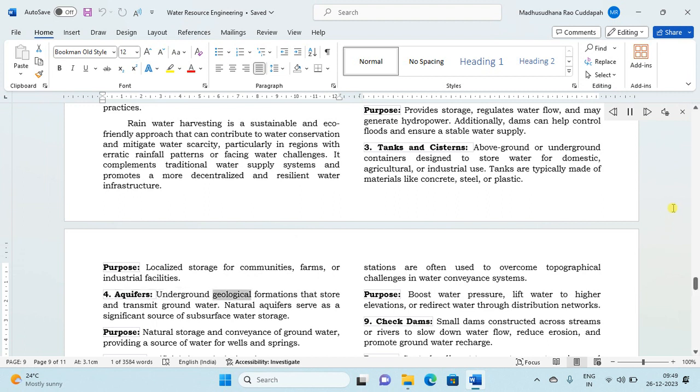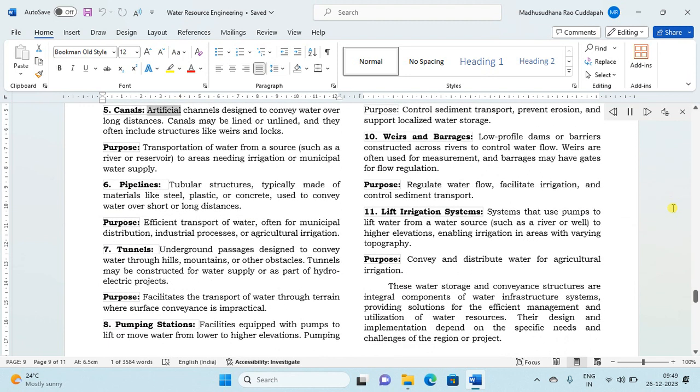Aquifers, underground geological formations that store and transmit groundwater. Natural aquifers serve as a significant source of subsurface water storage. Purpose: natural storage and conveyance of groundwater, providing a source of water for wells and springs.